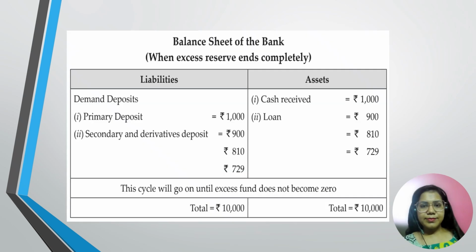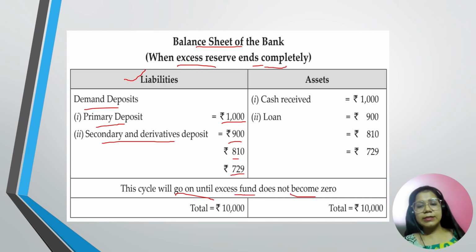So let's see the balance sheet of the banks when the excess reserves end completely, or that is they become zero. So the demand deposits in the liabilities case were divided in two parts. One will be the primary deposit, which was deposited firstly, and then the secondary and derivative deposits which were made by the banks by giving loans. So primary deposit was 1000 rupees, and from that they made secondary deposit of 900 rupees, 810 rupees, then 729 rupees, and this cycle will go on until this excess fund does not become zero.